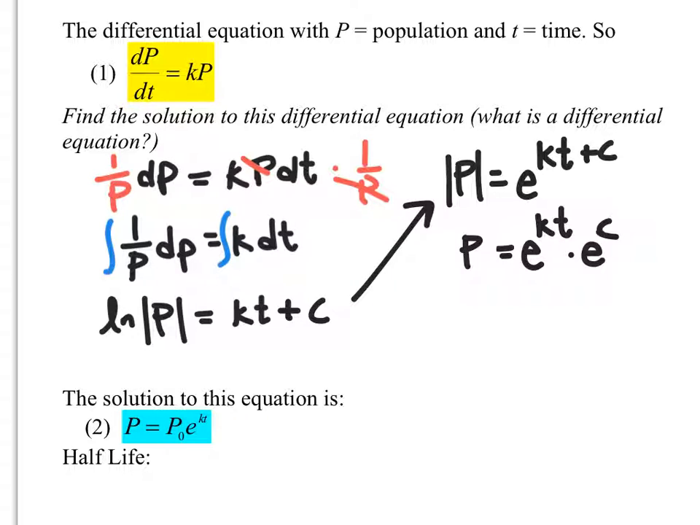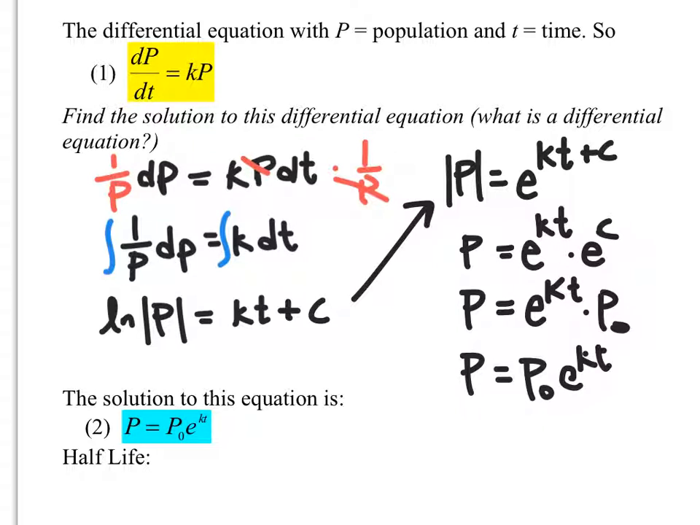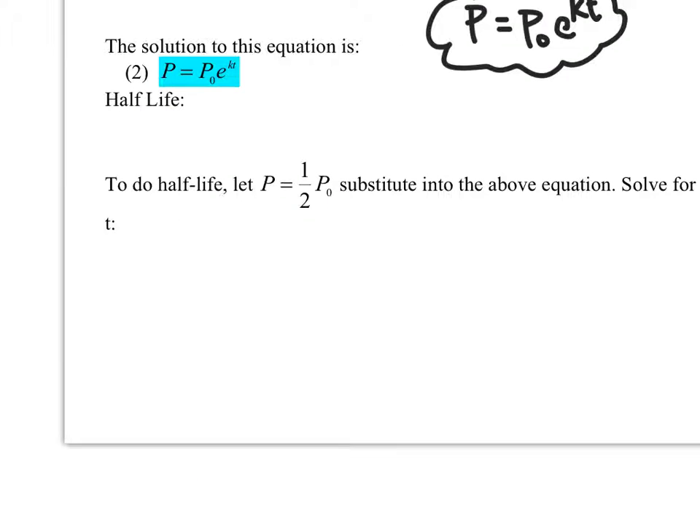And the next thing that I would do is I'd let e to the c, right, equal our initial population. So our population would be e to the kt times our initial population. We'll just rewrite that. So the solution to this particular general differential equation would be initial population times e to the kt, where k is whatever this constant is and t is in time. Alright, so we showed that this was true, right?